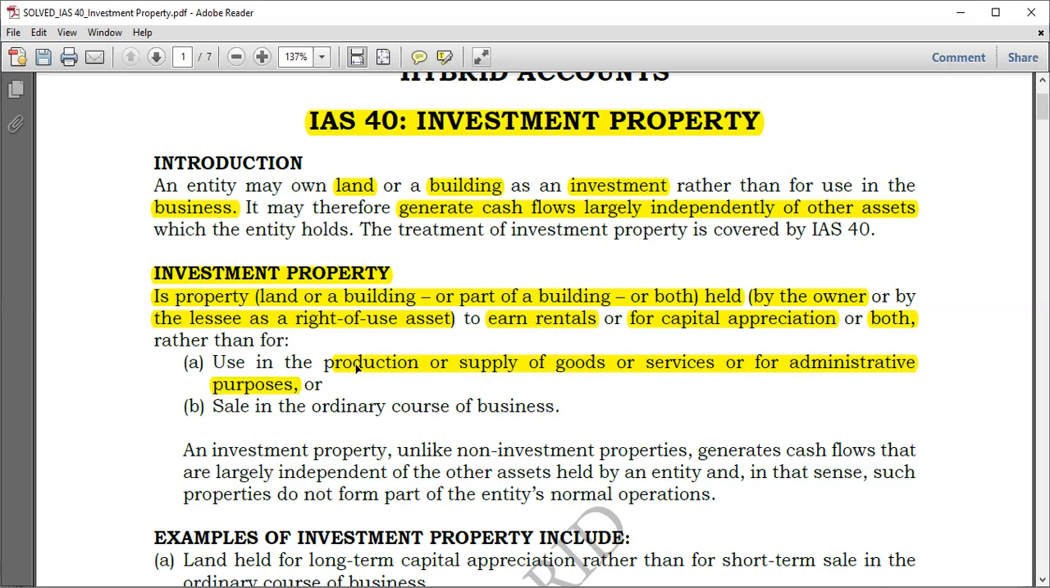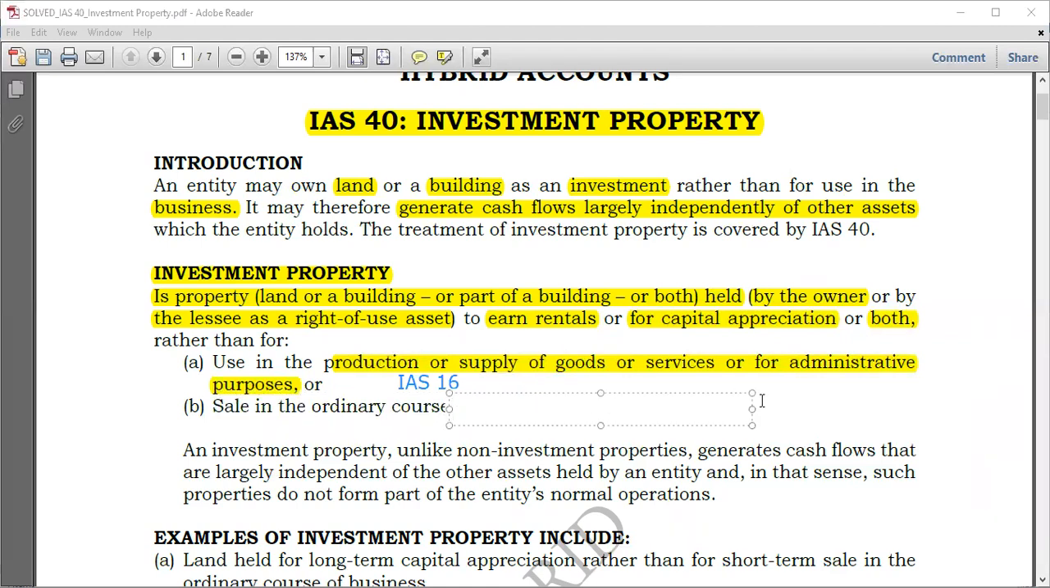So this part A actually explains IAS 16. I would like us to write it down. When I speak of this part A here, I actually refer to IAS 16. The property spoken of here is under IAS 16, but also rather than use it for sale in the ordinary course of the business. What do I mean by that?